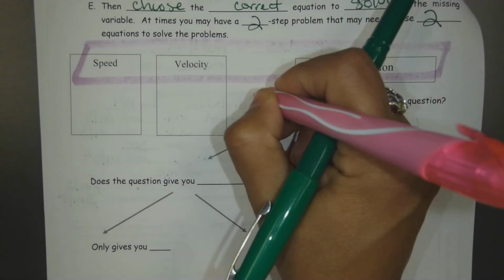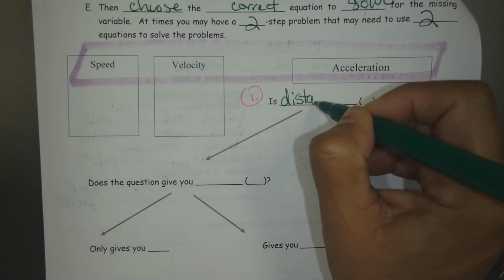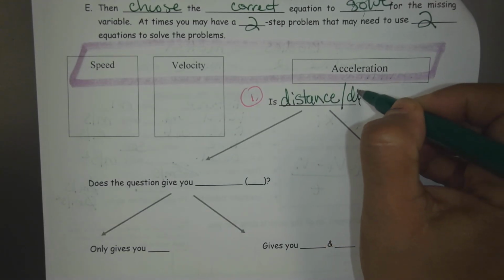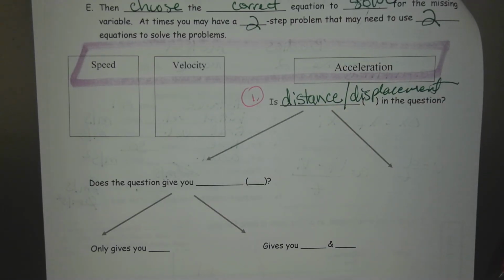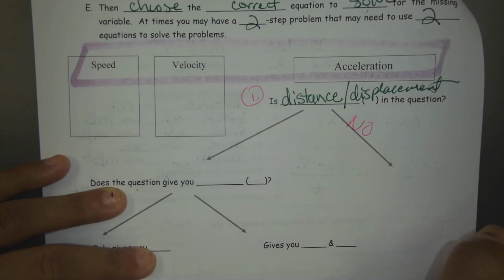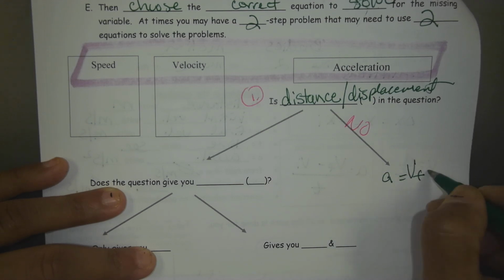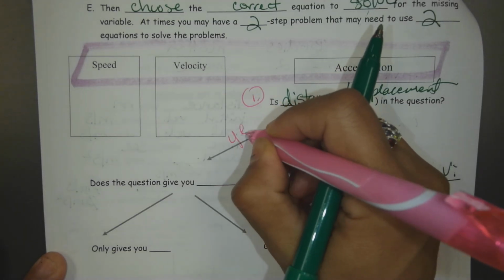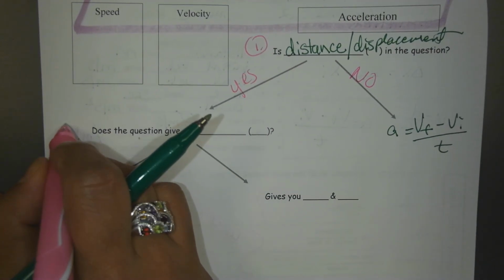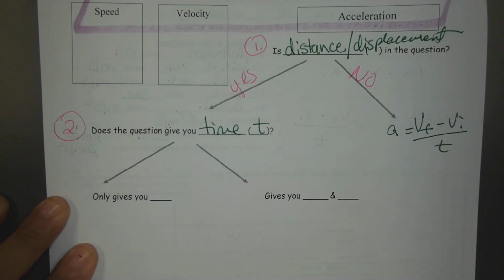Ask yourself first, number 1, was distance or displacement ever used in the equation? If you say, no, they never gave me distance or displacement, then I guarantee you it is the easy cheesy acceleration equation. Done. If you say, yeah, they did give me distance, then you have to ask yourself the number 2 question: was t or time ever used?